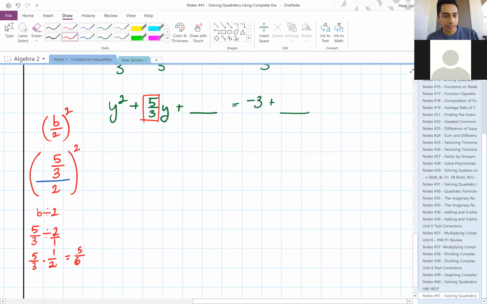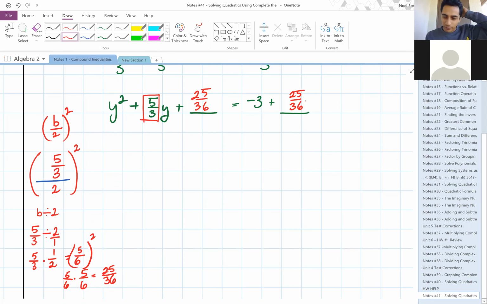So really, 5 divided by 3 divided by 2 is the same thing as 5 over 6. Now you can take that value and square it, and that's usually a little bit more helpful. So 5 over 6 squared is 5 over 6 times 5 over 6, and that's just 25 over 36. So we have to add 25 over 36 to both sides. Like I said, it got ugly because now we're dealing with fractions. Unfortunately, we can't fraction bust it because then that's not going to let us factor it, so we have to stick with it for now.